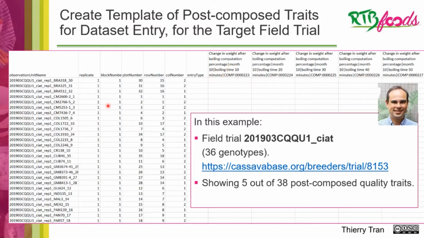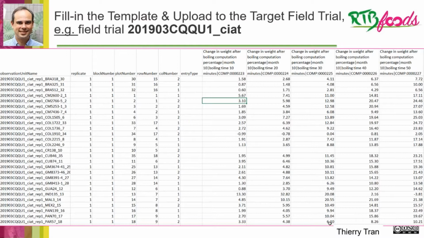And with this template, you can fill each column with the right number after your evaluation, and then store in BreedBase, or more specifically in CassavaBase. Here is the template with all information you need to upload in CassavaBase or in BreedBase. The first column is the plot name, and here there are the traits or post-composed traits with all numbers from your evaluation. After that, you can go to CassavaBase and upload back your evaluation.